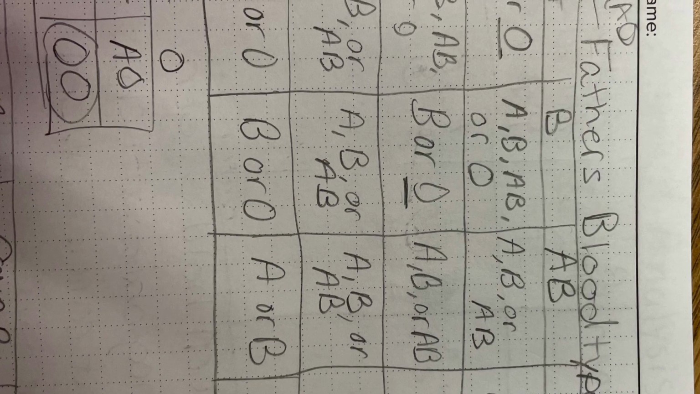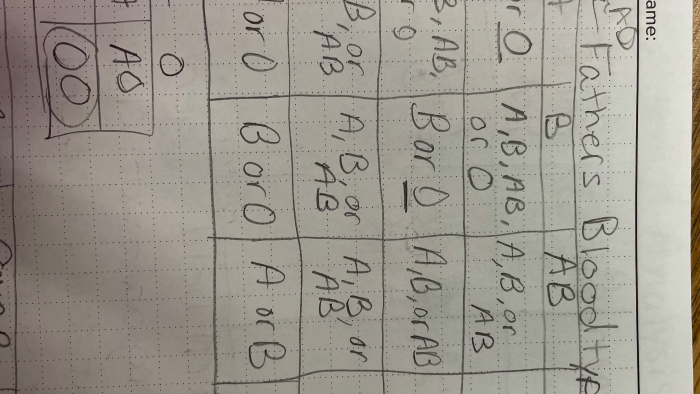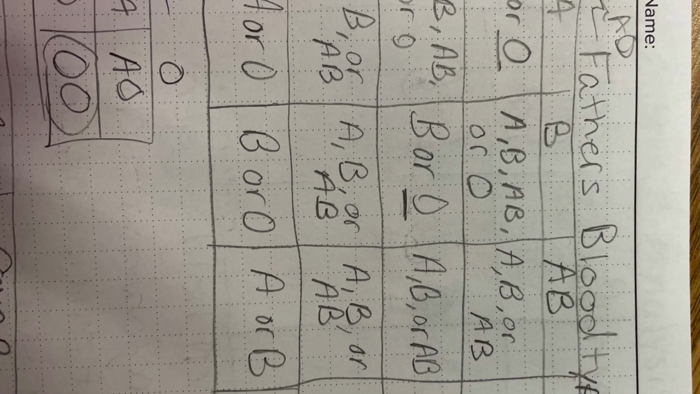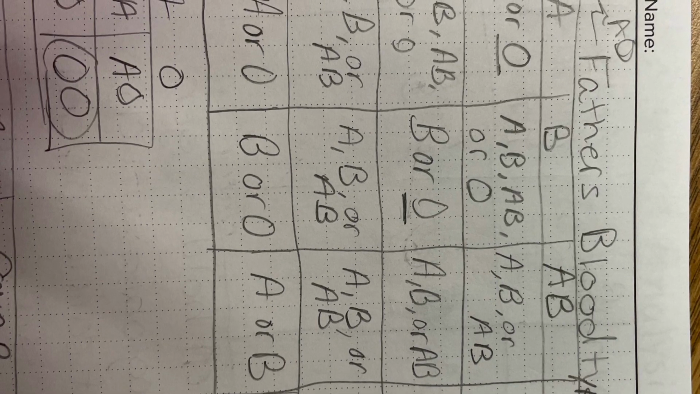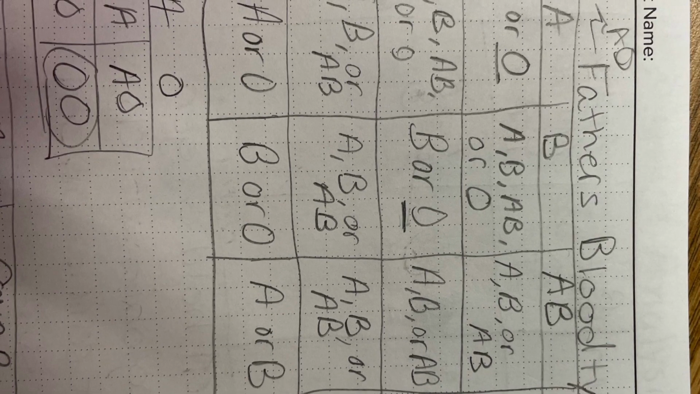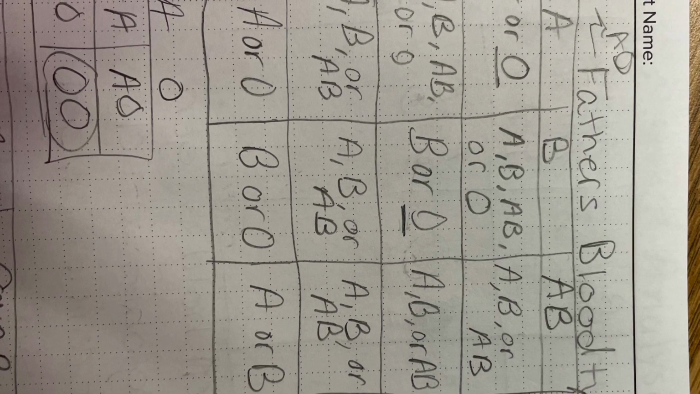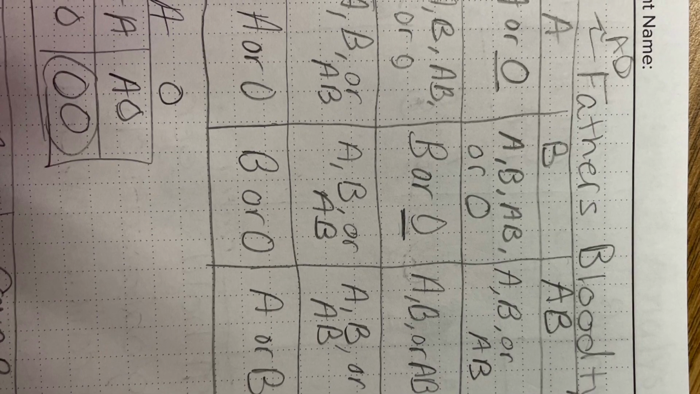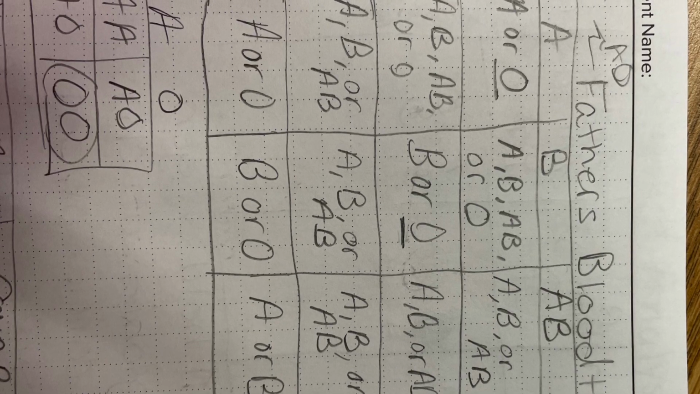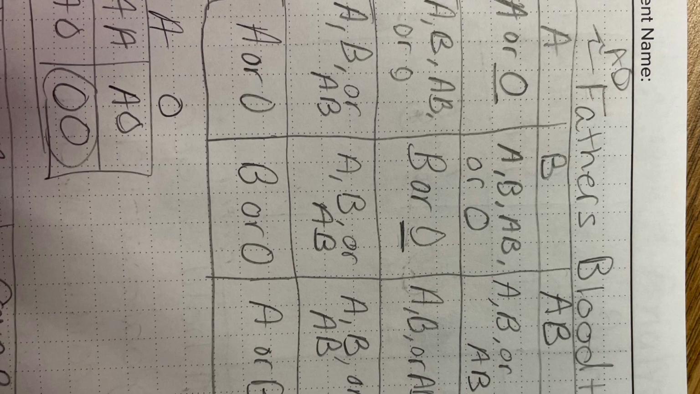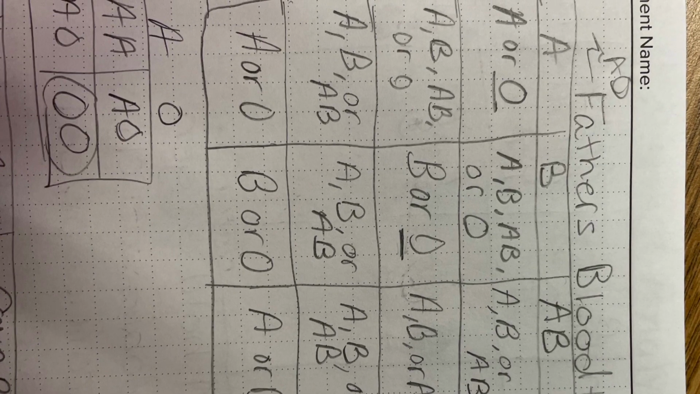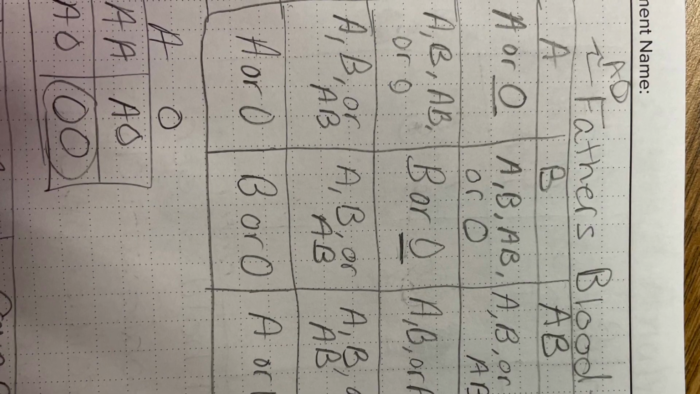If your father's blood type was blood A and your mom's was blood A, you get A or O type blood as a kid. If your father's blood type was blood A and your mom's was blood B, you'd either get A blood, B blood, or AB blood, or O. If your father's blood type was A blood and your mom's was AB, you'd either get A blood, B blood, or AB blood. If your dad's blood type was A and your mom's was O, you'd either get A or O blood.